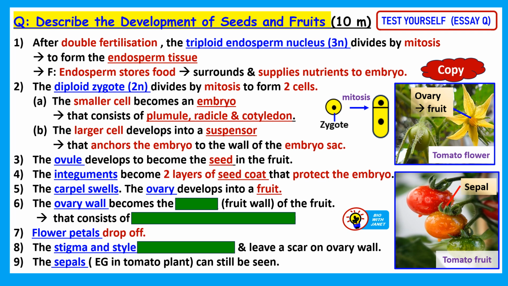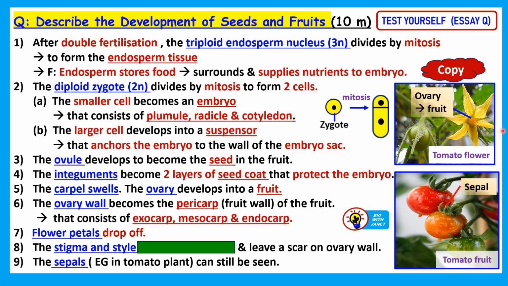So the ovary wall here becomes the what of the fruit? Pericarp. Okay, so the pericarp is the wall of the fruit. And if it is a juicy fruit, it will have 3 layers. The pericarp consists of 3 layers. What are they? Yes, exocarp, mesocarp, and endocarp.